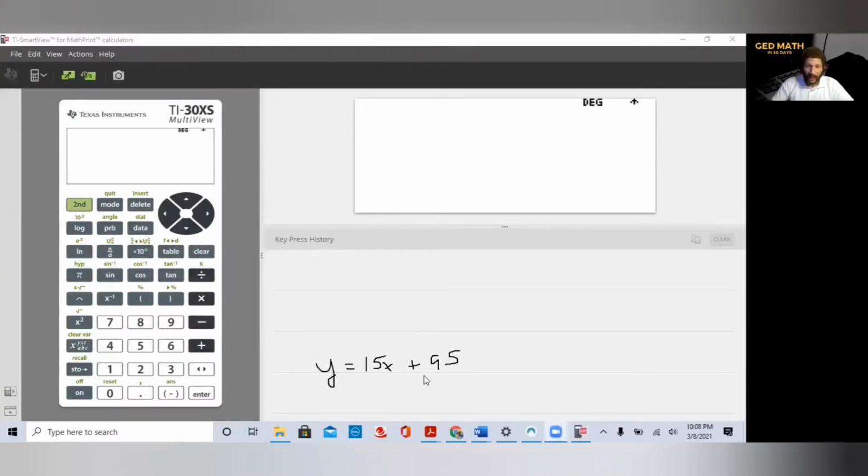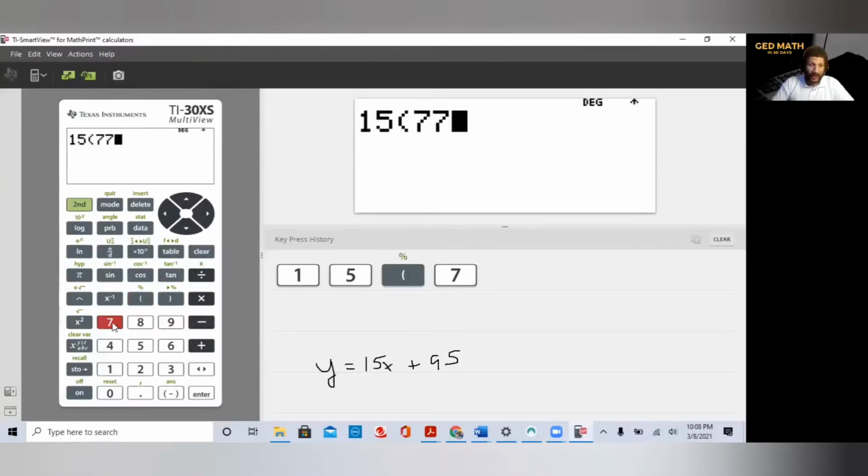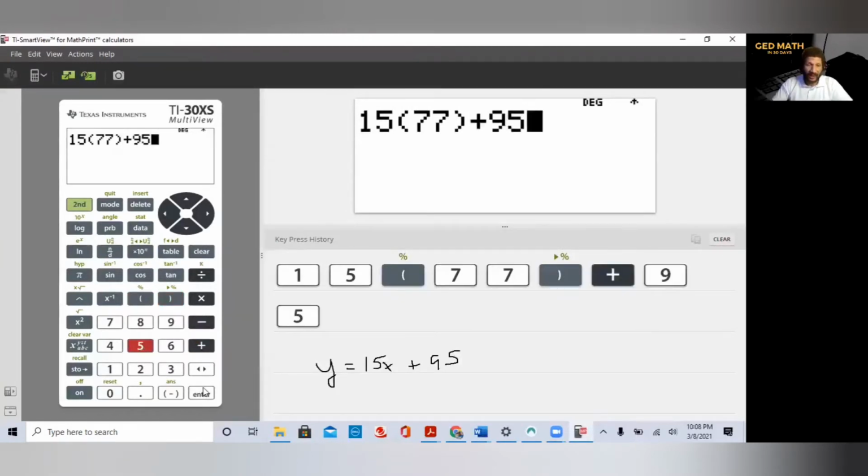Very easy. So we want to substitute x. So 15 in parentheses, since we're multiplying, times 77, plus 95. Enter. So the cost of 77 people will be $1250. It's that easy. That's how you figure out linear equations from word problems. Let me clear the screen so we can try another one.